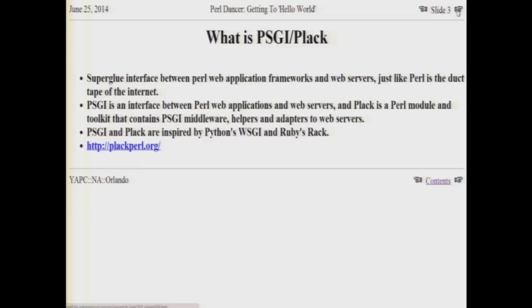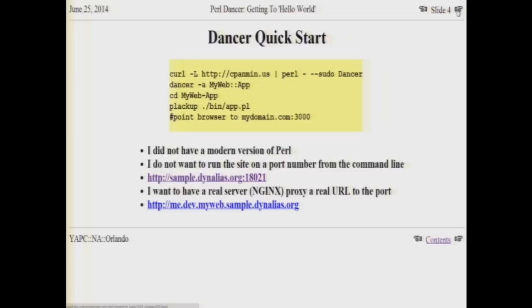If you went to the Dancer website and got their quick start, they would tell you to do these four steps. Use curl, go out and collect Dancer. Use the Dancer command line script to make an application. Change directories into that directory. And then run plackup on the .pl file that comes with it. At this point, you can point your browser to port 3000 on your machine. And it's there. The Hello World script is there.